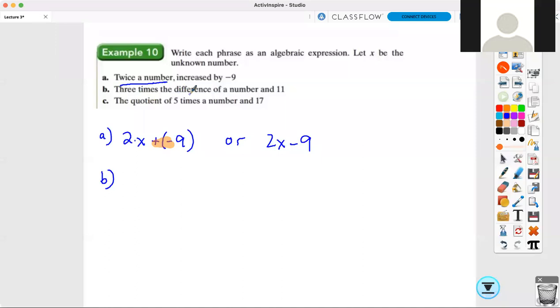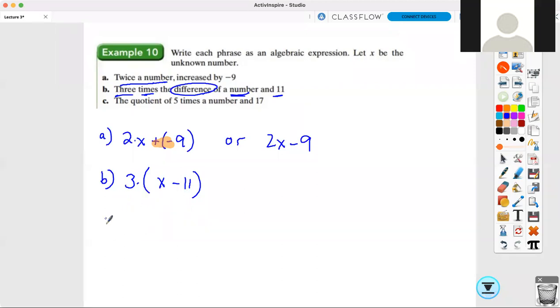3 times the difference of a number and 11. So it's 3 times, so we're multiplying, right? The difference of a number and 11. What operation is difference, y'all? Subtraction. So we're gonna subtract x minus 11. We're gonna get that difference and we're gonna multiply it by 3. Does everyone see how we got this?